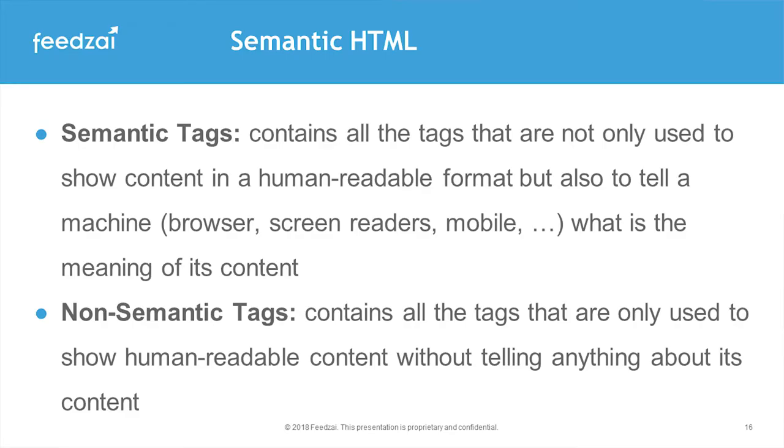And what's the difference between these two categories? Basically, the first one contains all the tags that are not only used to show content in human readable format, but also to tell a machine what the meaning of its content is. While the non-semantic tags just don't tell anything about their content. So for machines, they have no meaning.